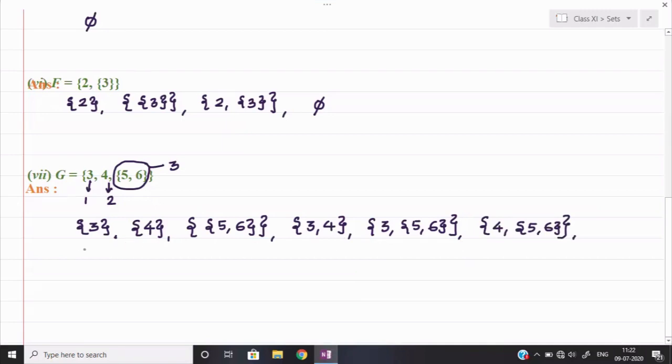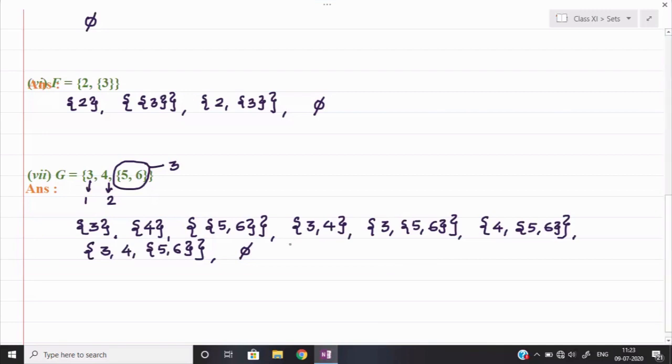Now all the 3 elements will come. So every set is a subset of itself. So {3, 4, {5, 6}}, and then the bracket closes. The last one is the empty set over here. Okay, so these are the subsets of the given set.